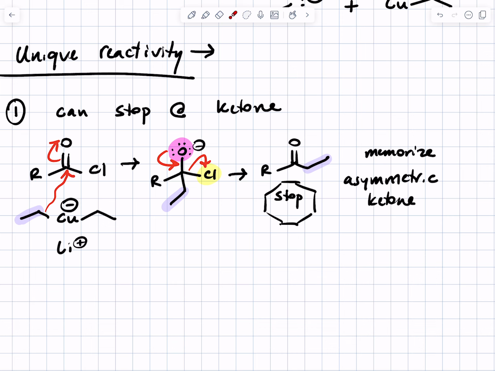So if you want a ketone, if you're working on a synthesis problem and they say, all right, pal, make this, and the two things on either side of the ketone are different, you should look at that and say, hey, I could have made that from an acid chloride and a cuprate. Okay?